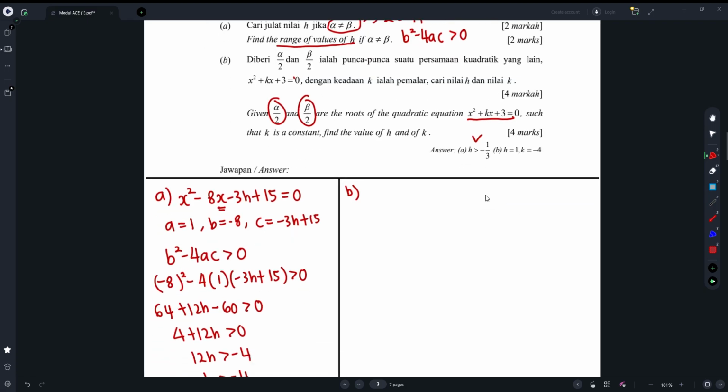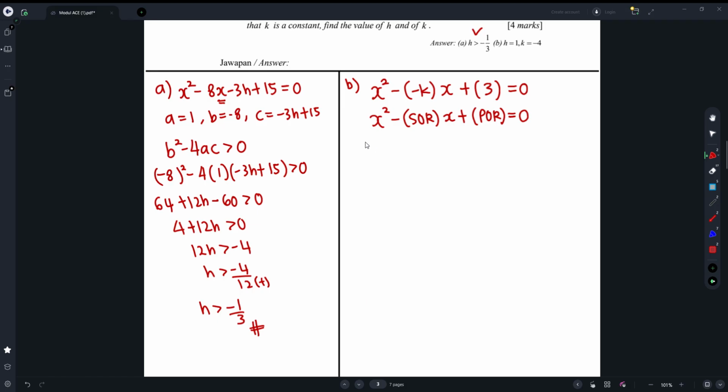So what I'm going to do as first step, I'm going to write this equation in the proper form. So it's going to be x square minus negative k x plus 3 equivalent to 0. And according to the formula, x square minus sum of roots x plus product of roots equivalent to 0. So in that understanding, we know that sum of roots for this particular equation are alpha over 2 plus beta over 2. So it's going to be alpha plus beta over 2. And when we do comparison, the sum of roots are negative k. So I need to put sum of roots is equals to negative k.